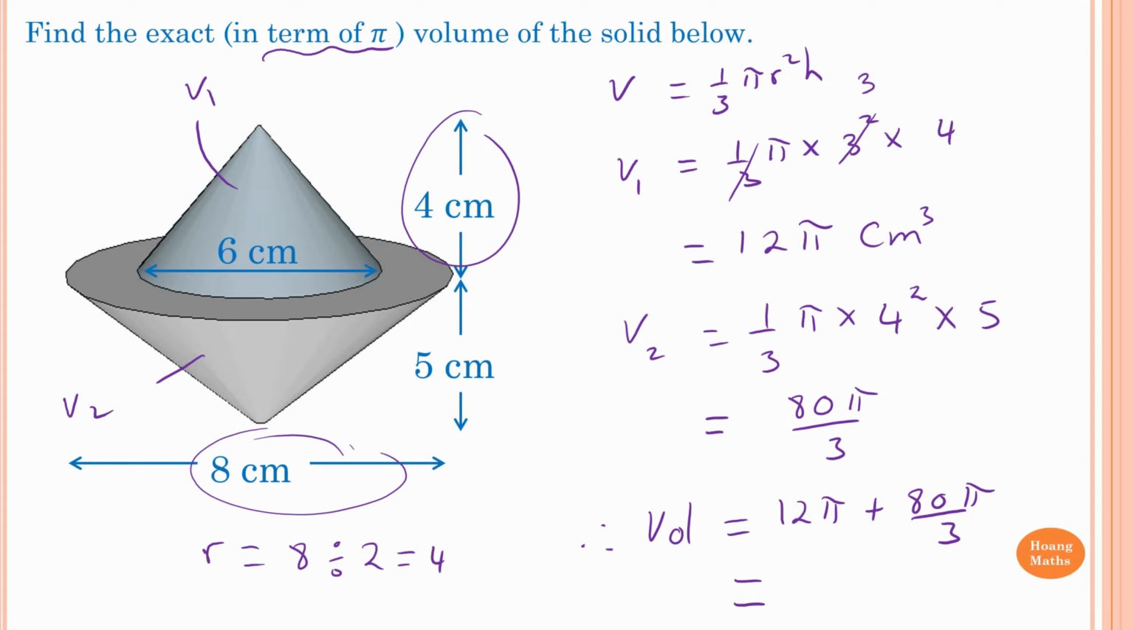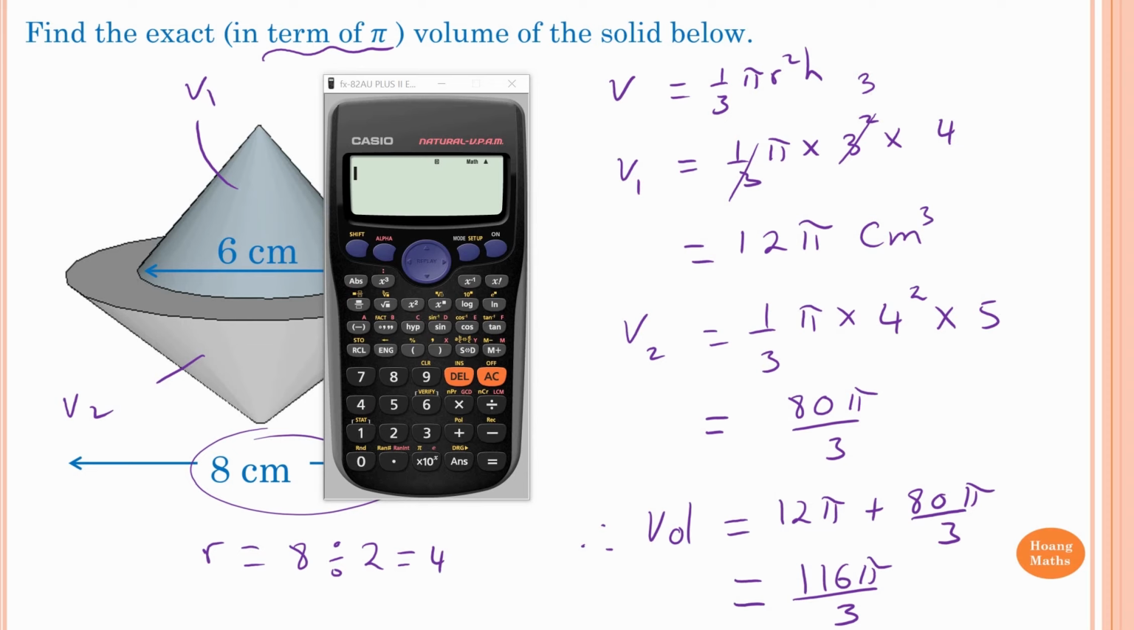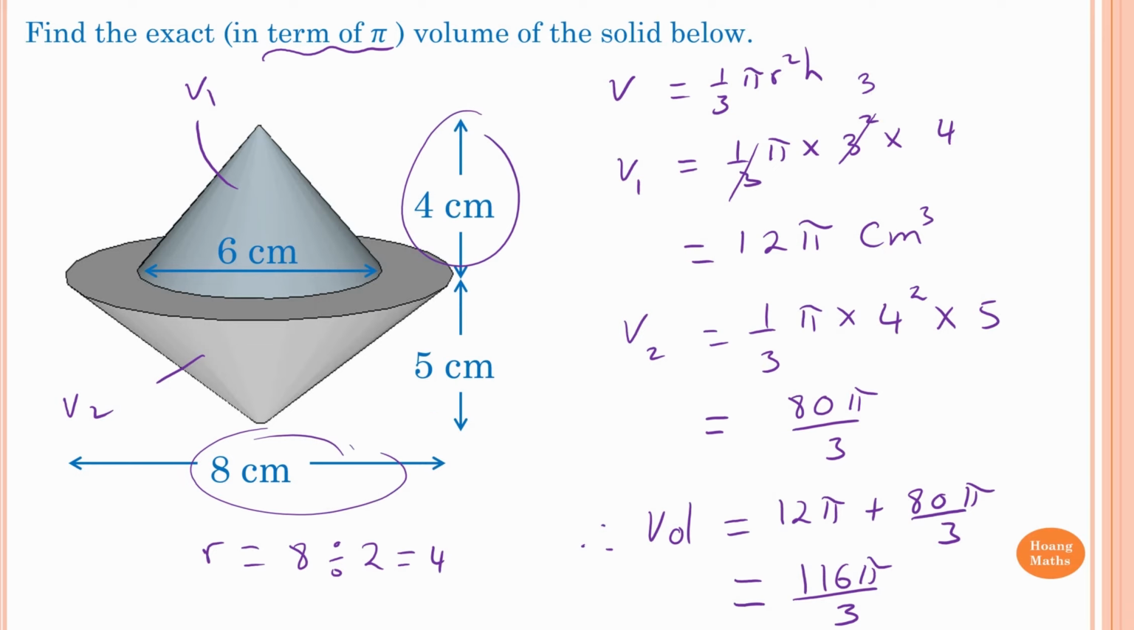So that's 116 pi over 3. Otherwise, you can just put it in a calculator. So you just go 12 plus 80 over 3. There you go. 116 over 3. That means 116 pi over 3. And don't forget, it is cubic centimeters.